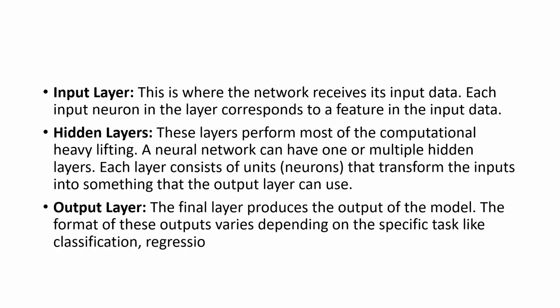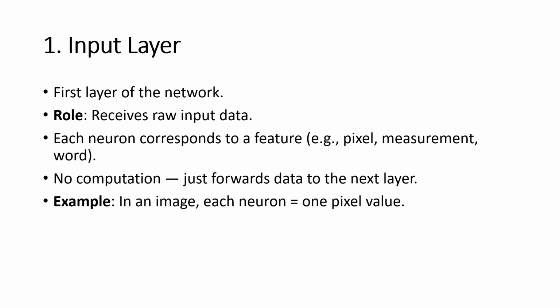So basically there are three types of layers in neural networks. One is the input layer, one is the output layer, and these two are mandatory, and then we have the hidden layers. So what does the input layer do? The input layer takes the raw input data, or the features of the data sets are given as input to this input layer. No computations are done there; it just forwards the data to the next layer, that is, the hidden layer if we have one.